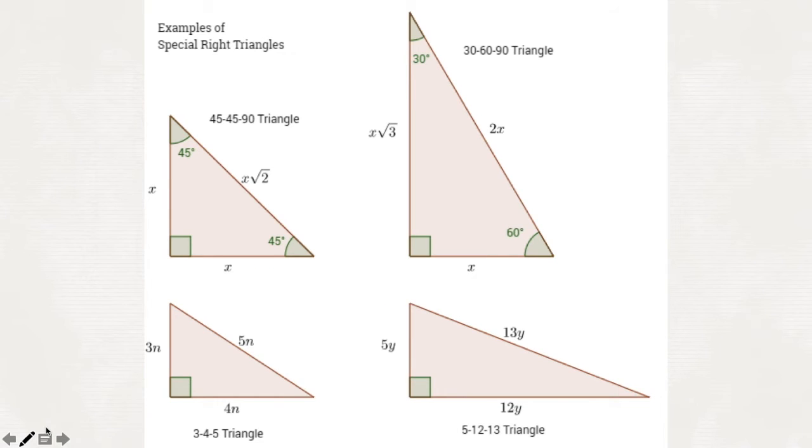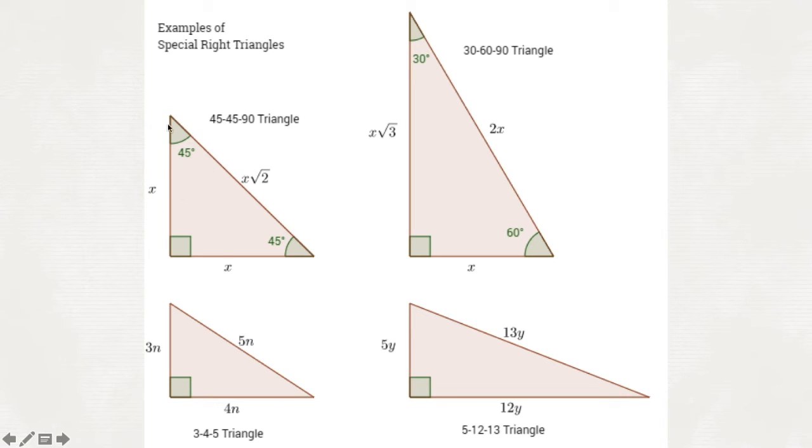All right, on to special right triangles. There's a lot of them, but here are the more common ones. Here's the 45, 45, 90 triangle and the 30, 60, 90 triangle. These are talking about the degrees in the triangle. The two angles are 45 and one angle is 90.